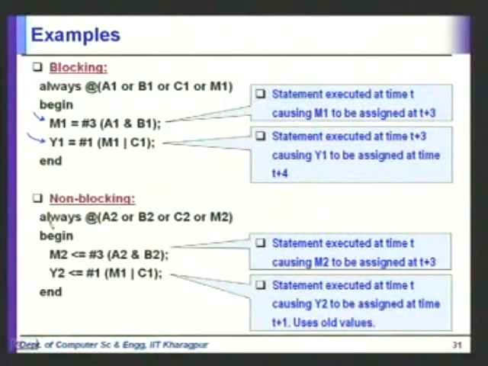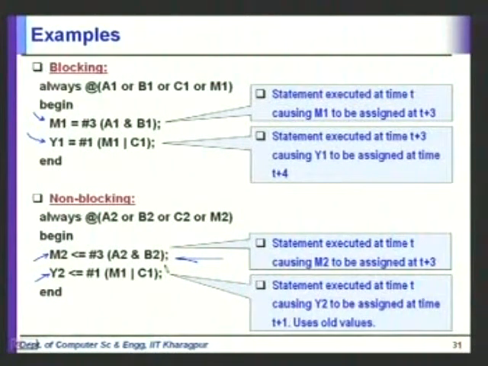Now let us compare that with the non-blocking assignment. In this non-blocking assignment, again the trigger is the same, A2 or B2 or C2 or M2, and then we have put this non-blocking assignment M2 <= #3 A2 & B2. So this statement executed at time t, this is also started at time t because this triggers at time t, causing M2 to be assigned at time t plus 3, but there is a difference. We are going to point that out shortly. Now since this is non-blocking, control flow will start moving in spite of the fact that this is not yet completed.